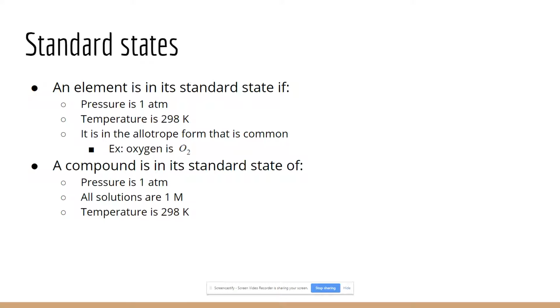So oxygen is O2, it's not O. Any of the Hunkelbriefs are going to be diatomic. By and large, those are the only ones you need to know off the top of your head. And then a compound is in its standard state if pressure is 1 atm, temperature is 298 K, same as with an element. But if it's a part of a solution, the solution is 1 molar.